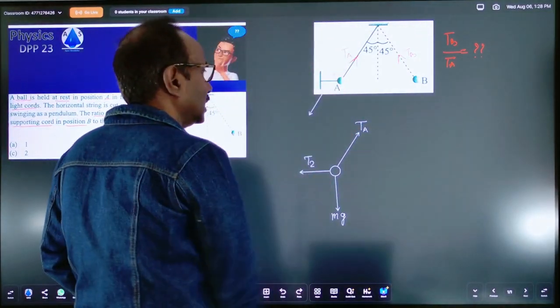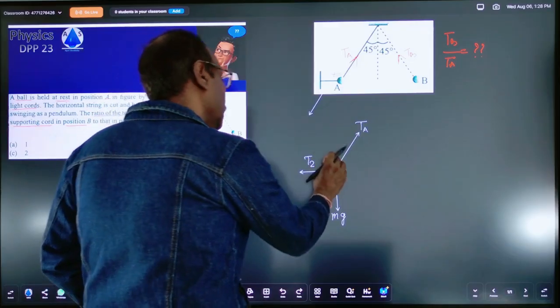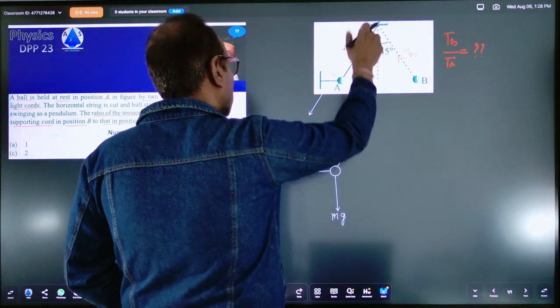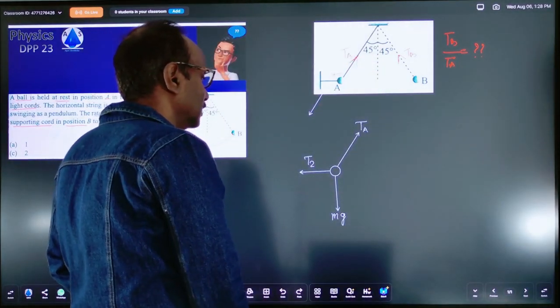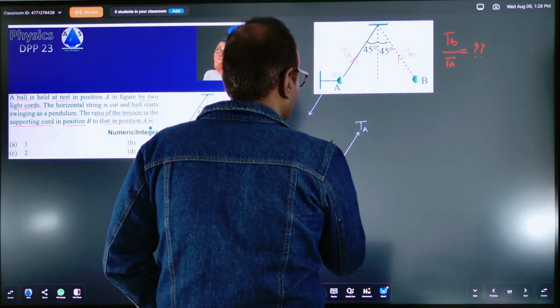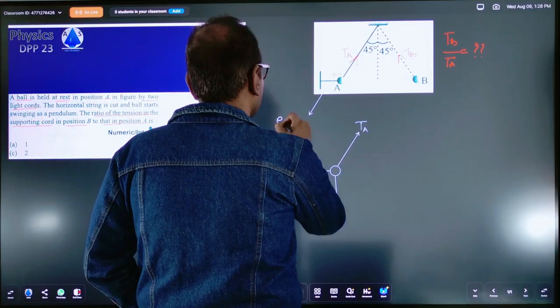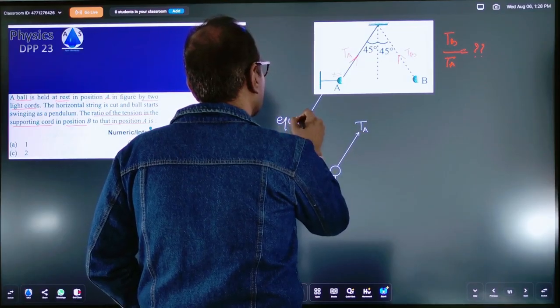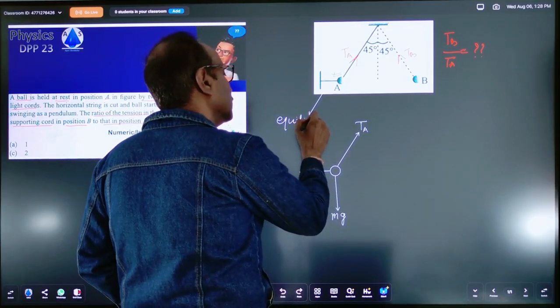In this situation, the bob, the ball which is attached to this thread, is in equilibrium. So this condition is your equilibrium condition.